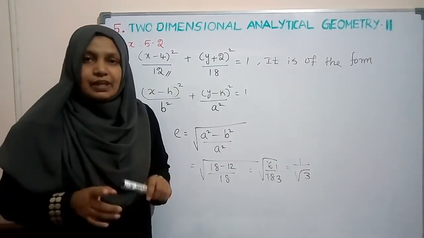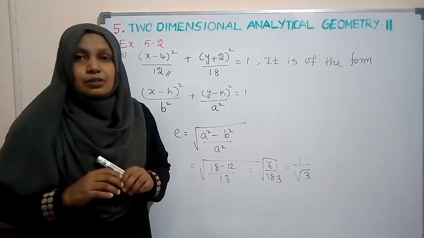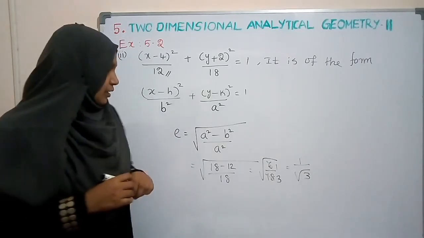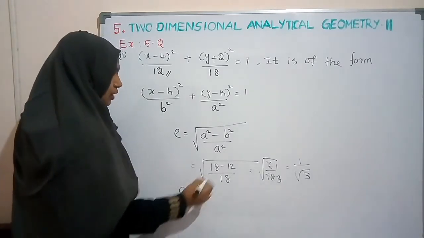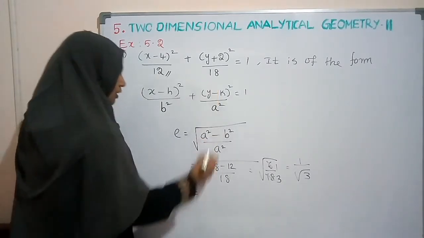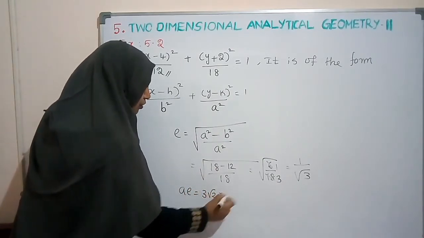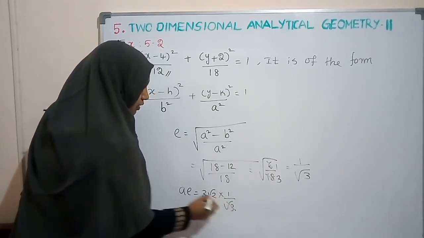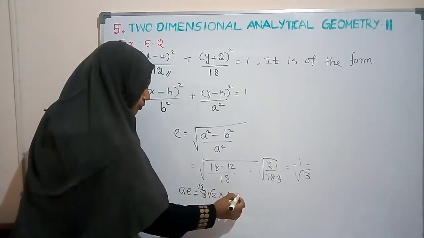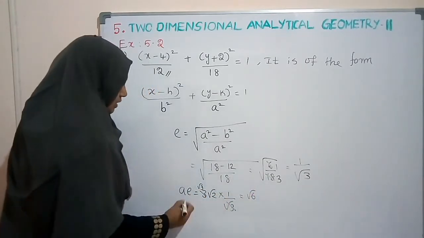Okay. So before making the tabular column, you should find the e value and also ae and a by e. What is ae? See, ae is equal to a value, which we already wrote, it is 3 root 2. So 3 root 2 into e value, which is 1 by root 3. So this root 3 and 3 get cancelled. We will get one more root 3. So root 3 into root 2 can be written as root 6.